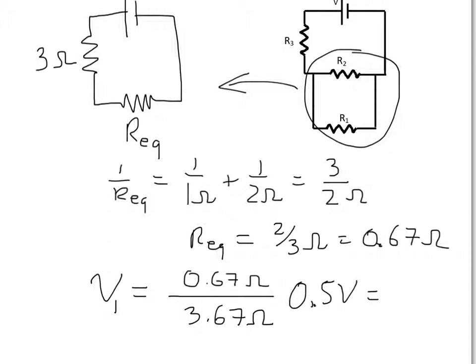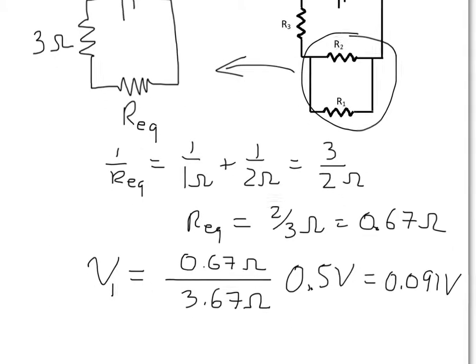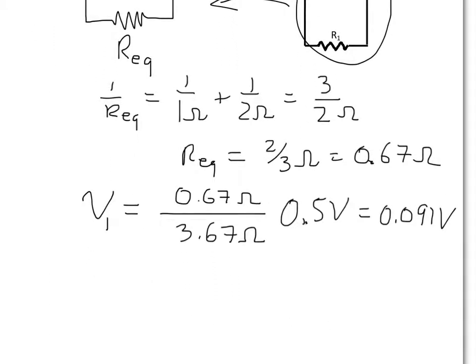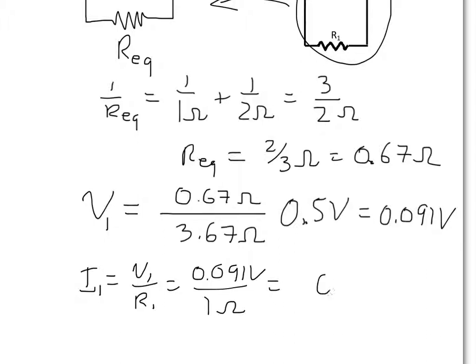That is 0.091 volts. That's the voltage drop across the R1 resistor. Now we can determine the current through that resistor just by using Ohm's law. So that should be V1 over R1, which, since it's just 1 ohm of resistance, is a pretty straightforward calculation.